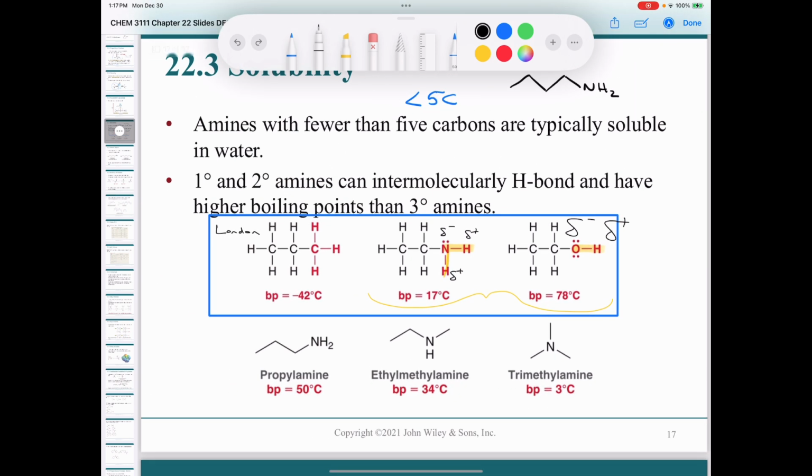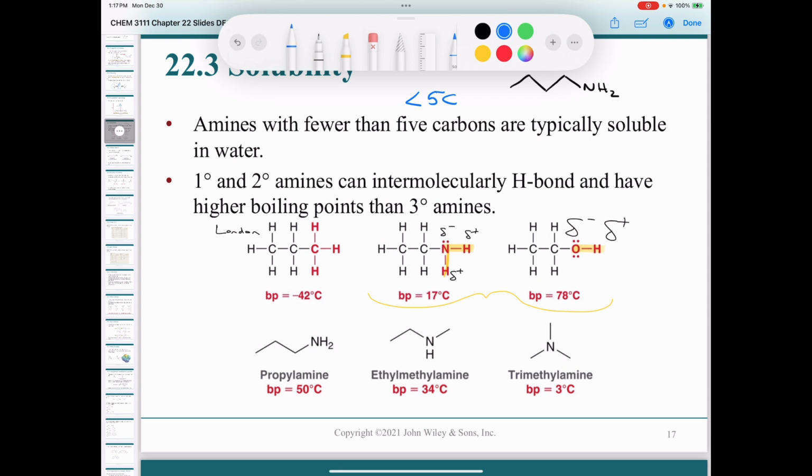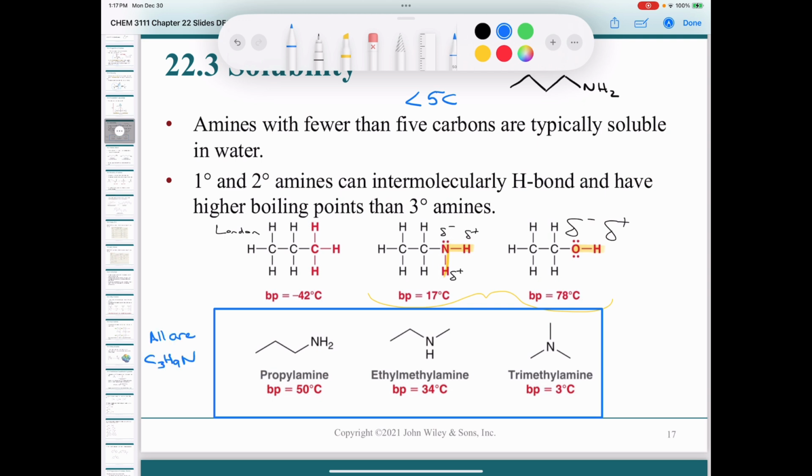All right, now if we take a look at the trends of these three compounds on the bottom here, we have propylamine, ethylmethylamine, and we have trimethylamine. Well, all three of these compounds have the same molecular formula, and that molecular formula is C3H9N, but you notice a big difference in the boiling points of propylamine and ethylmethylamine versus trimethylamine, okay? And the reason why is because propylamine and ethylmethylamine are primary and secondary amines, and then trimethylamine is a tertiary amine.